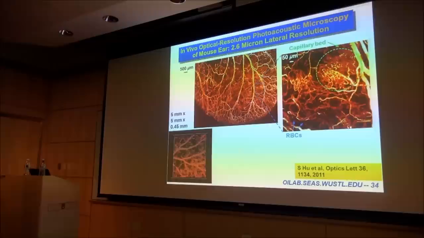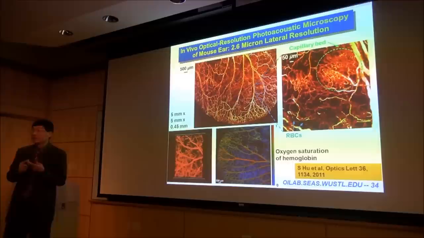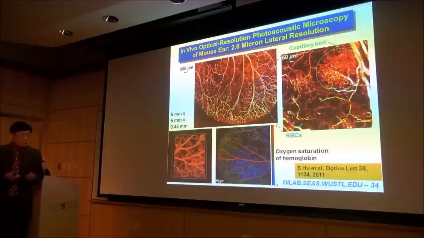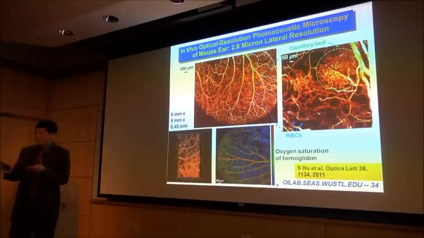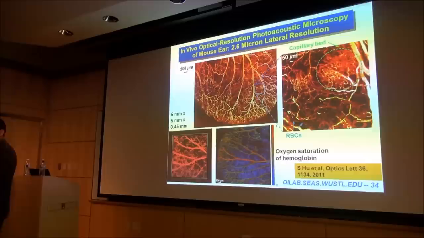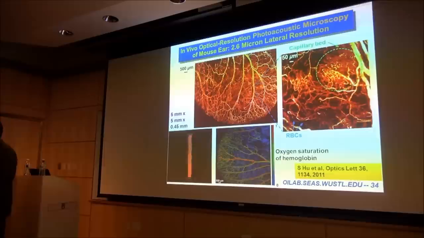Now, oxy and deoxy hemoglobin molecules have different colors. So we have two forms. That's why our veins look different from arteries. By using the laser wavelength difference, we can tune the laser wavelength, which allows us to figure out the concentrations of both forms of hemoglobin, from which we can compute the oxygen saturation of hemoglobin.